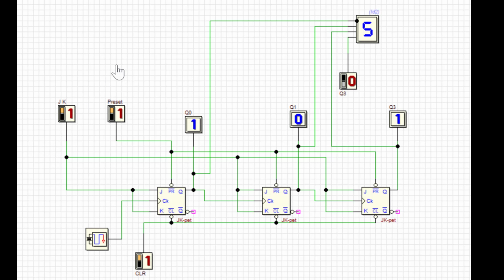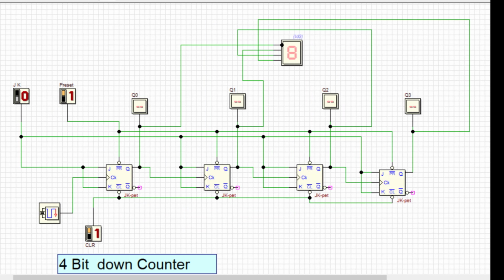This is with 3 bit. The same thing can be implemented with 4 bit. That will count from F to 0. That we'll see in a moment. Now this is the 4 bit. The same thing: I added one more extra JK flip-flop, and the output of the third flip-flop is given as a clock to the fourth flip-flop. And this time I connected my 4 outputs to the BCD to 7 segment display. Now this counter is going to count from F to 0.